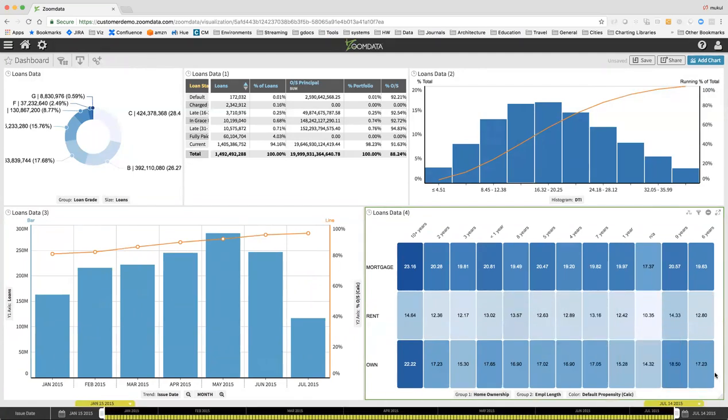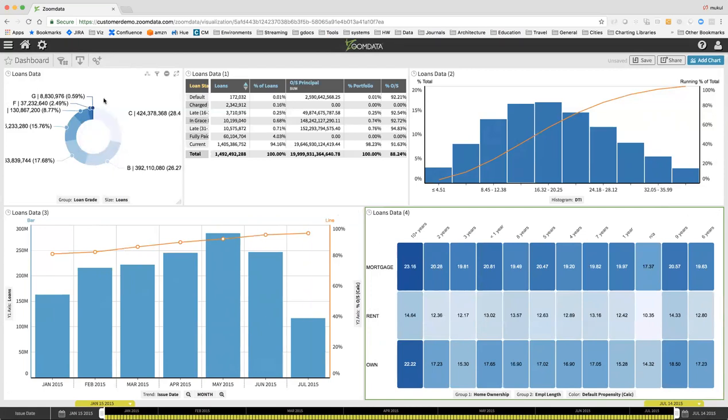My first take at this looks at home ownership and employment length as potential factors contributing to default. I can see that there are certain hotspots. For example, people who have a mortgage and have been in their job for 10 plus years seem to have the highest propensity to default, which seems counterintuitive, but at this point, this is what the data seems to be telling us.